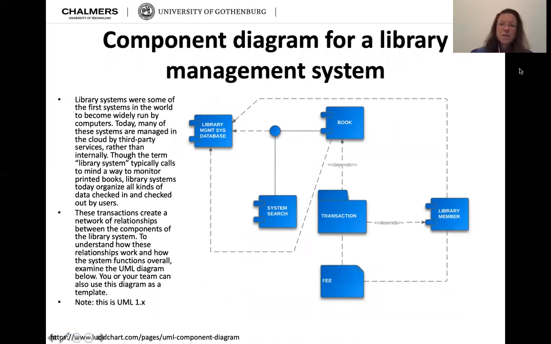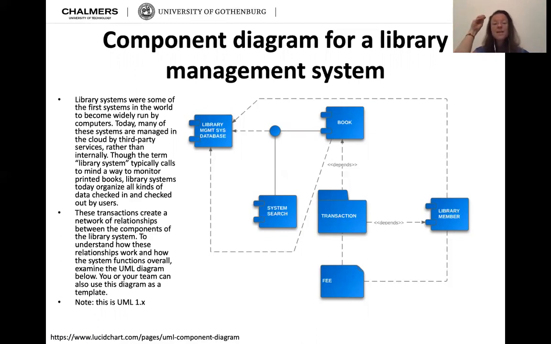Here is a component diagram for a library management system. So library systems were some of the first systems in the world to become widely run by computers. Today, many of these systems are managed in the cloud by third-party services rather than internally. And though the term library system typically calls to mind a way to monitor printed books, library systems today organize all kinds of data checked in and checked out by users, not just books. The transactions create a network of relationships between the components of the library system.